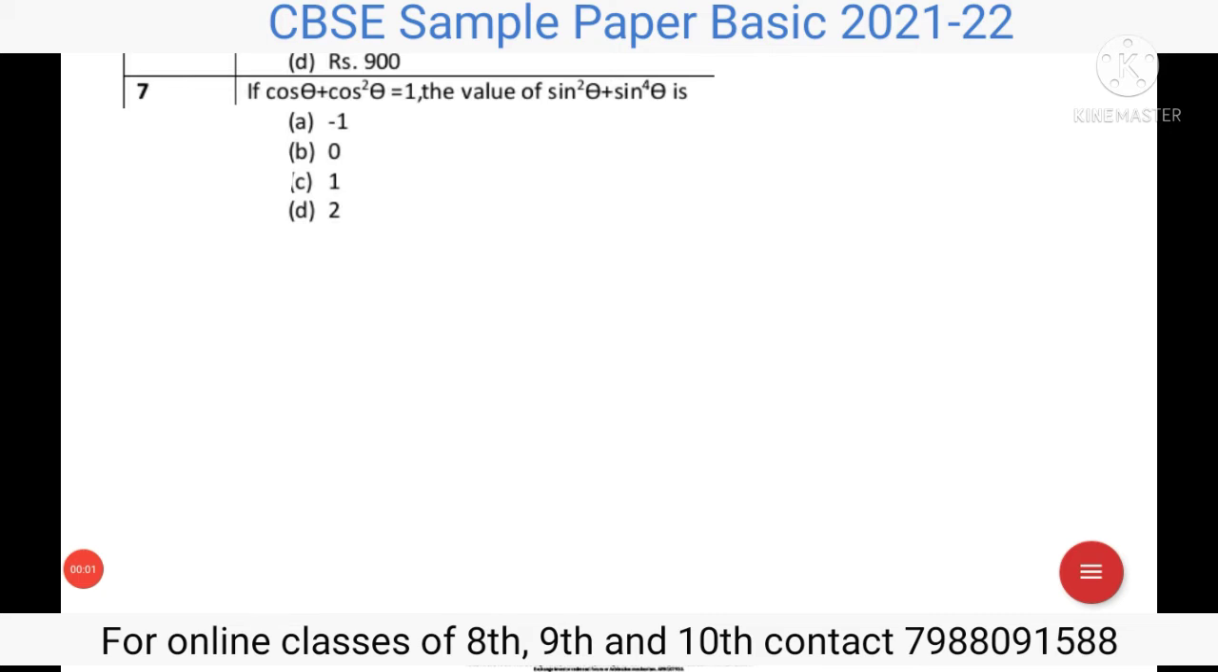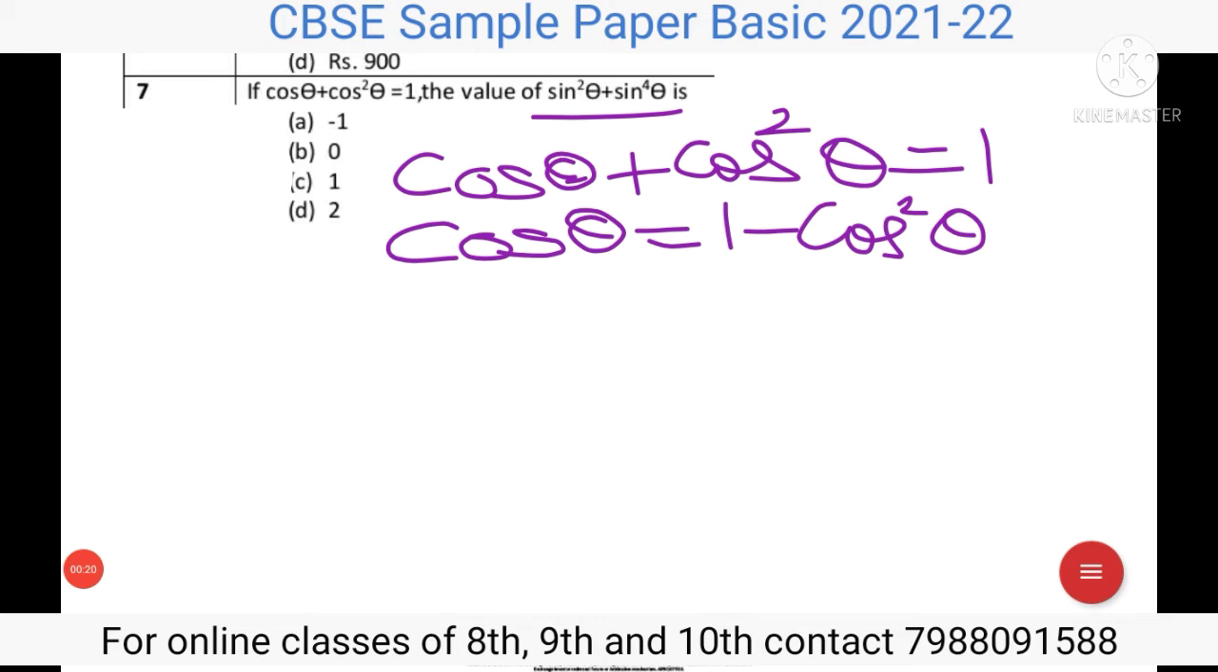Question number 7 says if cos theta plus cos square theta is 1, then we have to find the value of sin square theta plus sin 4 theta. So that means we have to remove cos theta and bring sin theta, or we have to write the value of cos theta in terms of sin theta. We are given that cos theta plus cos square theta is equal to 1. So can I say that cos theta is equal to 1 minus cos square theta? And the value of this we know is sin square theta.